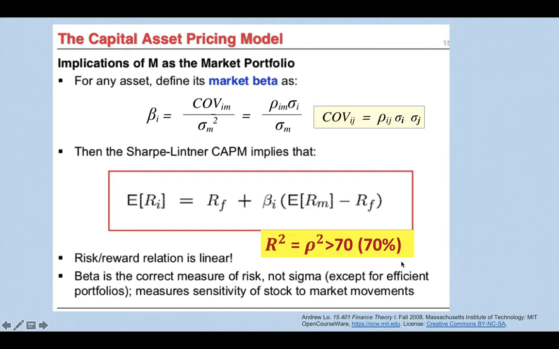Anyway, before I go to the next slide, I just want to say, make sure, because you use beta here, beta is calculated using the covariance of the individual stock with the market. So you have to have a correlation in order to use beta, which means the R squared has to be greater than 70 in order to use beta, and then in order to use this CAPM.